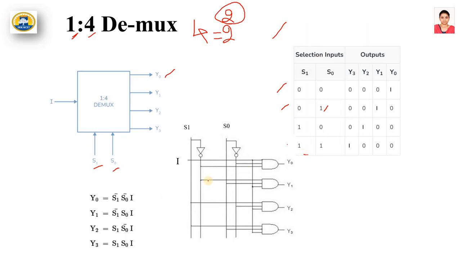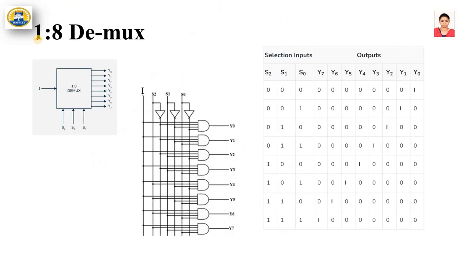Now the logic gate diagram with S1 and S0. I'll explain the first one alone. From here you take I, and S1 bar, S0 bar into I. So S1 bar, S0 bar and I go to the AND gate, and the output is Y0. So this is the concept behind 1 to 4 demux.